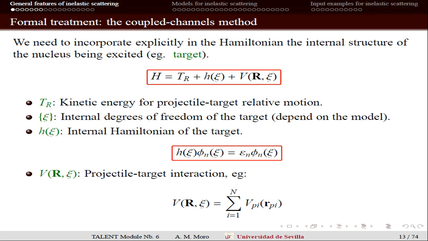And the interaction between this projectile, this proton, and the target will depend, of course, on the relative coordinate, the relative vector, capital R, between them. But if we want to describe explicitly the possibility of exciting this lithium-7, then this interaction must depend also on the coordinates of the target. So these big psi coordinates appear also here. Okay? So this is the general form of the Hamiltonian that we will use as a starting point in any coupled-channels calculation.